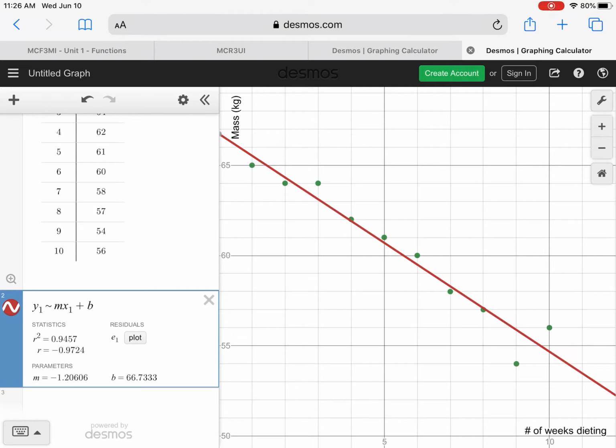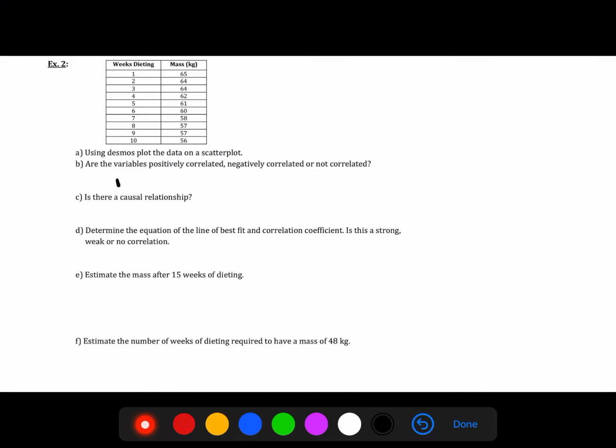And again, notice our R value. Our R value is -0.97. So this is a strong relationship. Okay, it's still very strong. And we notice that some of our points are not on the line, which explains why our R value is not -1. And again, it's a negative correlation, so our R value is negative.